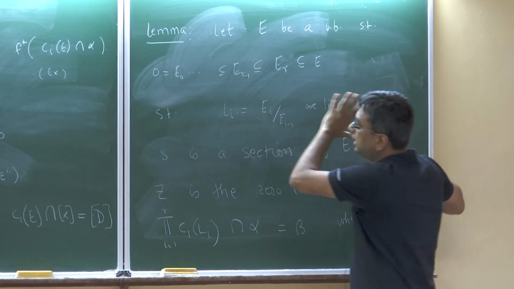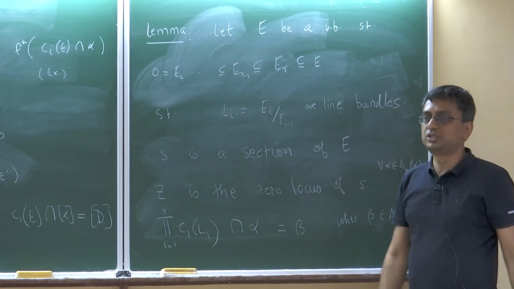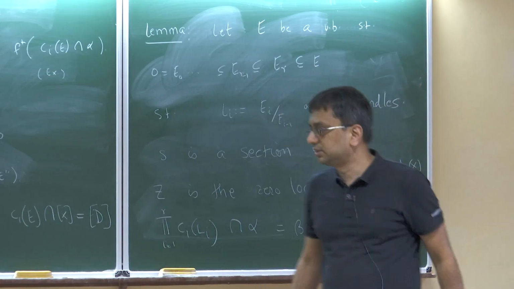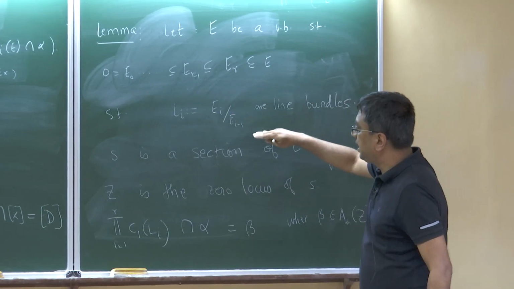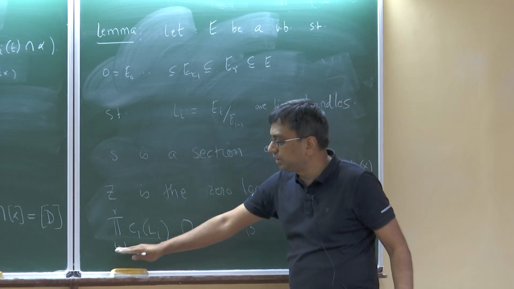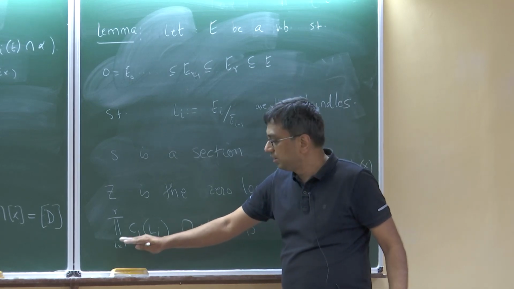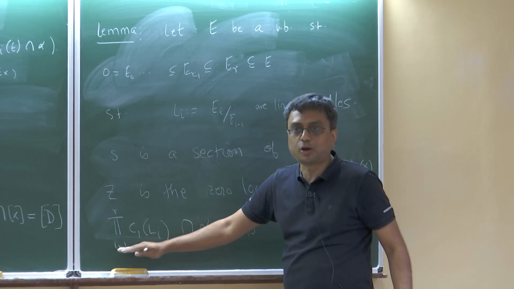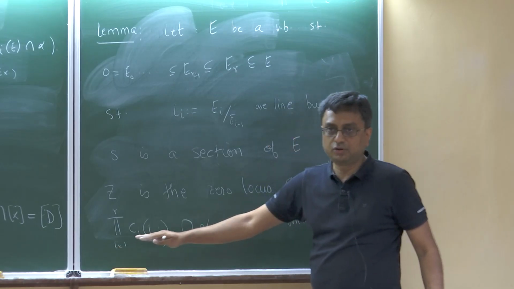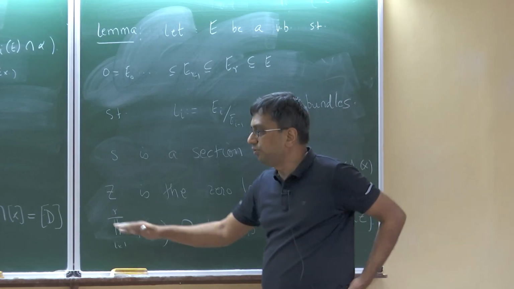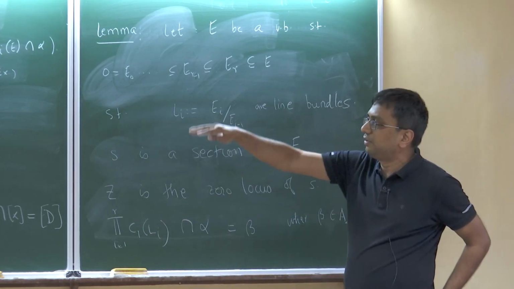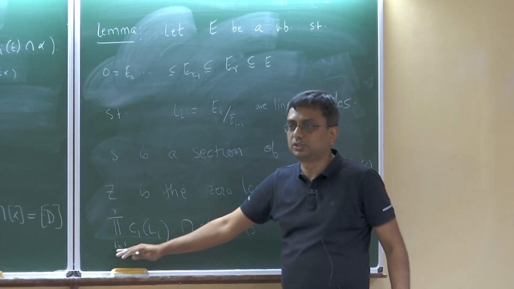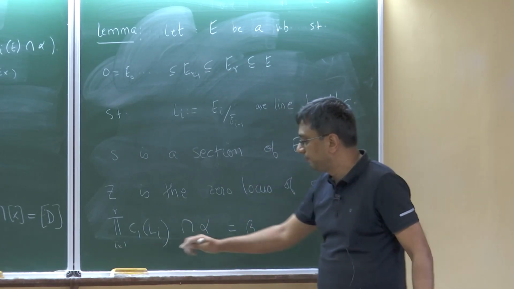If E has a filtration by subbundles where successive quotients are line bundles, this is our topological analog of E being a direct sum of line bundles. And in that case, I have something to say about the product of these c1 of Li. Later on we'll see that this is going to be the top Chern class of E. Right now we don't know. Once we proceed with the proof, we'll see that this is actually going to be the top Chern class of E. But right now we don't know.